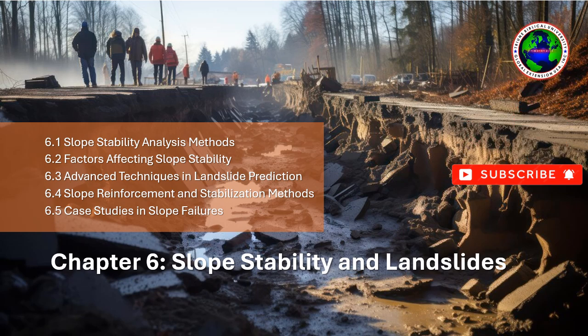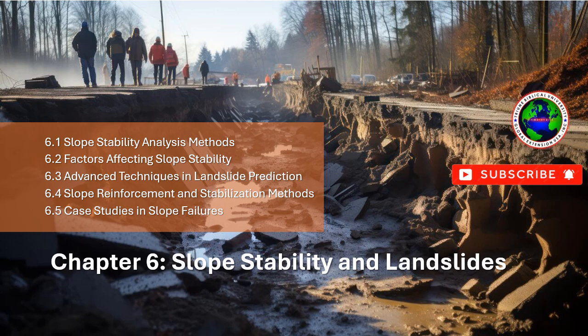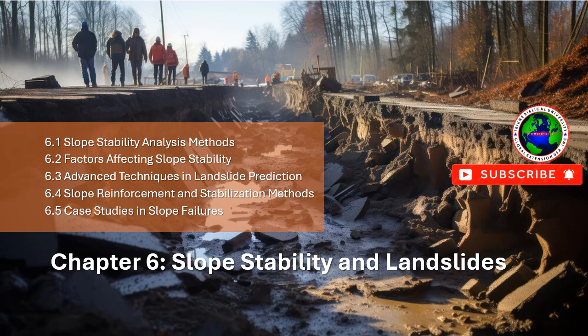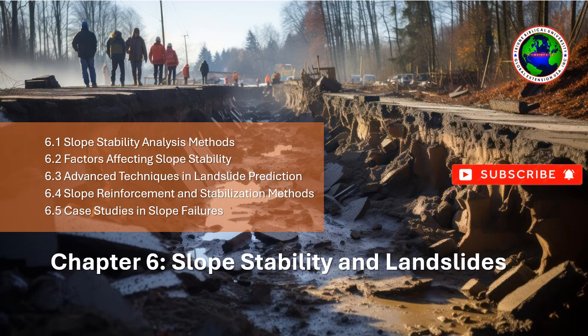6.5.2 The Thistle Creek Landslide, 1997, Canada. Event overview. In 1997, a significant landslide occurred along Thistle Creek in British Columbia, Canada. The failure caused extensive damage to infrastructure, including roads and power lines. The landslide affected a region that had been previously identified as having a history of slope instability.